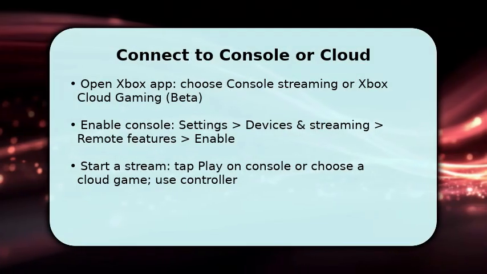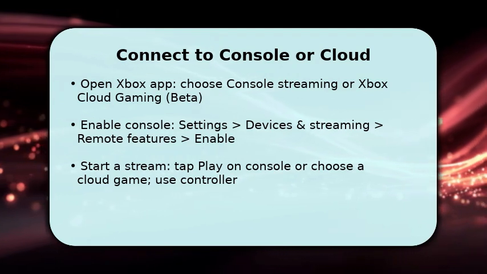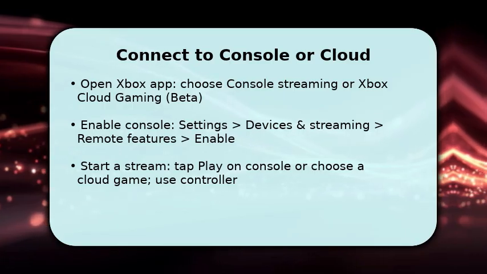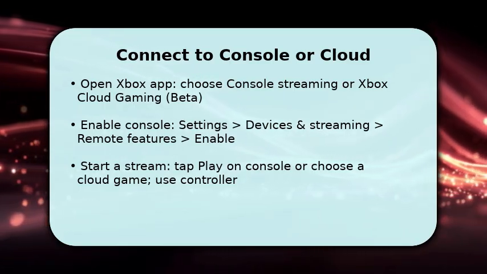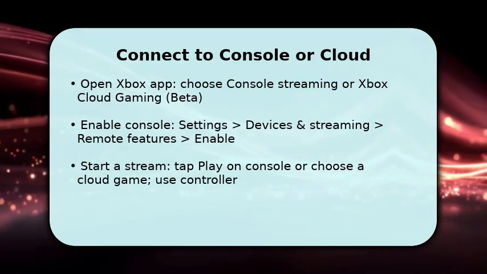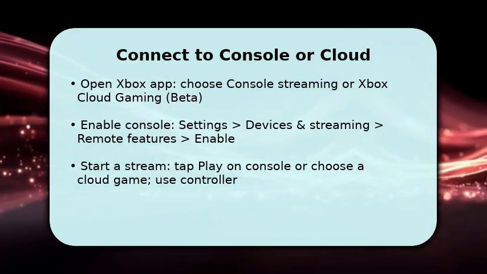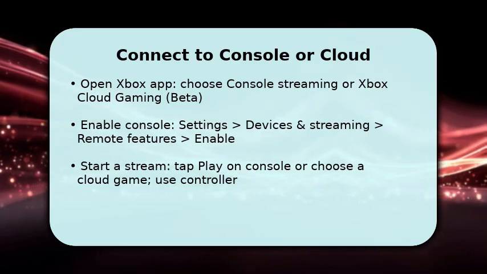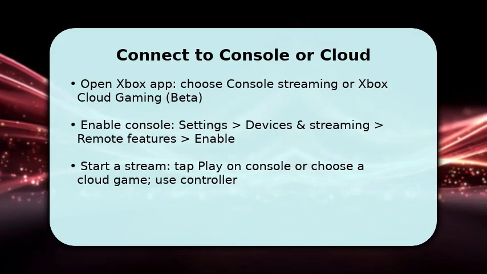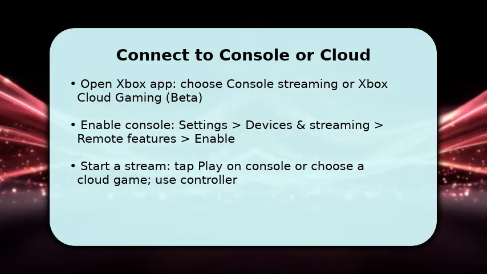Next, you'll decide between streaming from your console or using Xbox Cloud Gaming. Open the Xbox app and select either console streaming or cloud gaming. Pick cloud if you want instant play without the console. If streaming from your console, enable remote features on the console under Settings Devices and Streaming so it accepts connections. Then tap play on a listed game or cloud tile and connect your paired controller. This gives you full controls and explains why network choice matters.